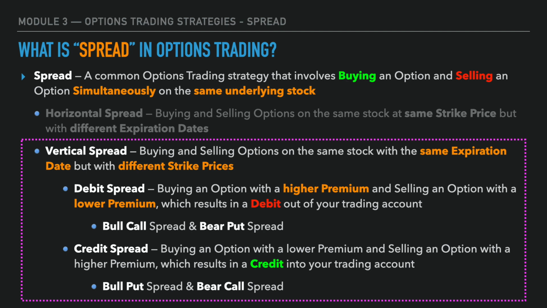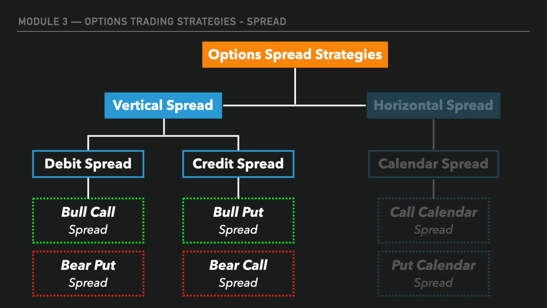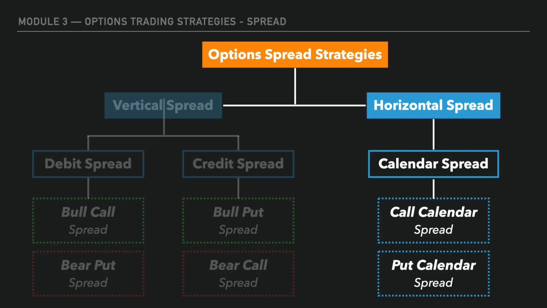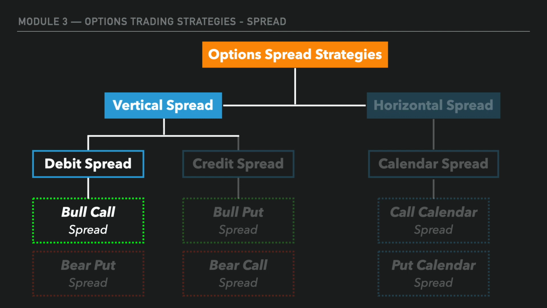Basically, we can summarize all the major option spreads into this simple chart. On the left, we have all the vertical spreads, and on the right, we have all the horizontal spreads. The most common strategy under horizontal spreads is called the calendar spread. This is a much more advanced strategy which I wouldn't recommend for complete beginners. In this beginner course, we will mainly focus on the debit spread and the credit spread, which is what this Module 3 is all about. Alright, now let's move on and start with the bull call spread.